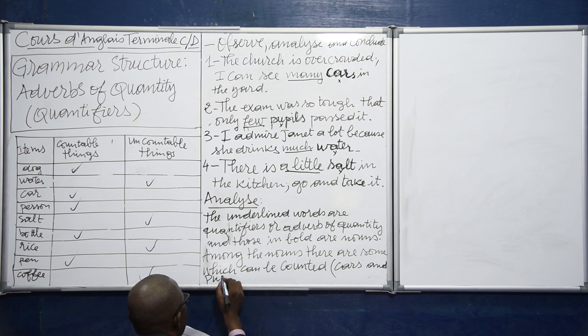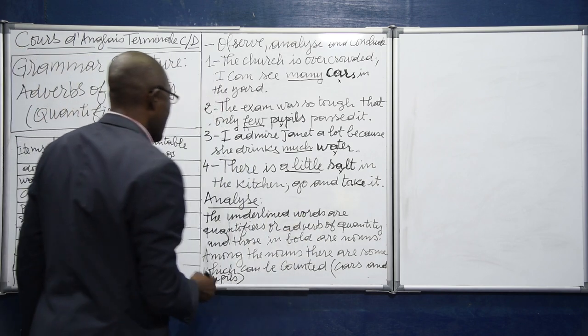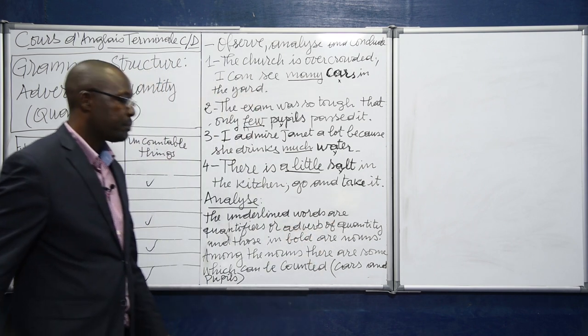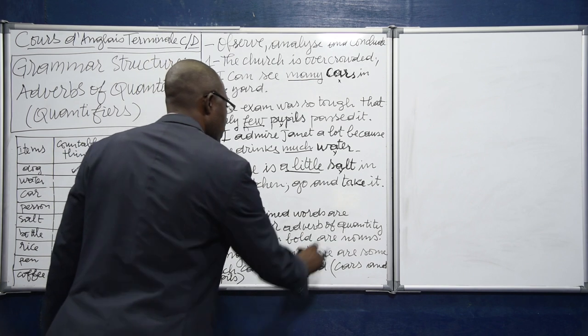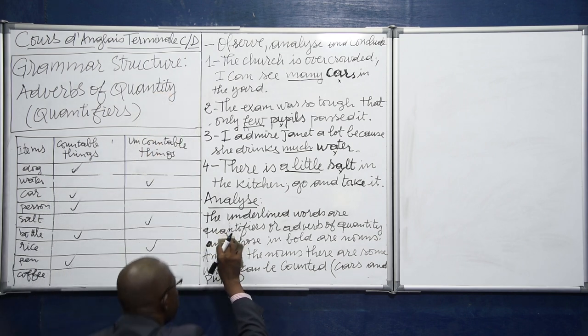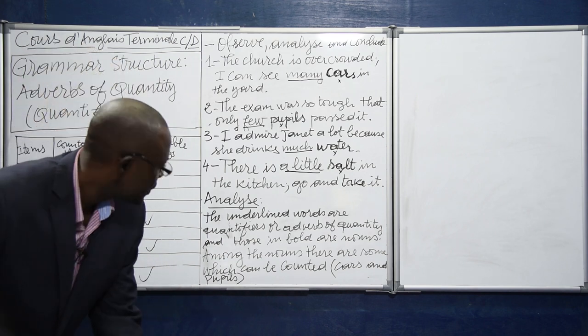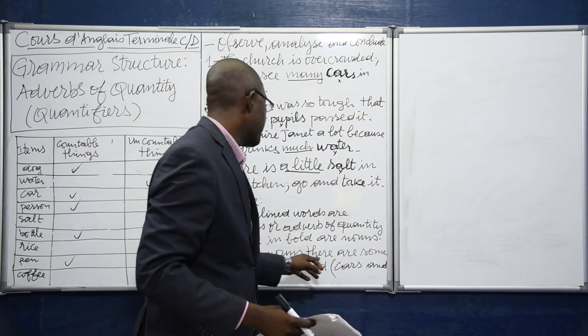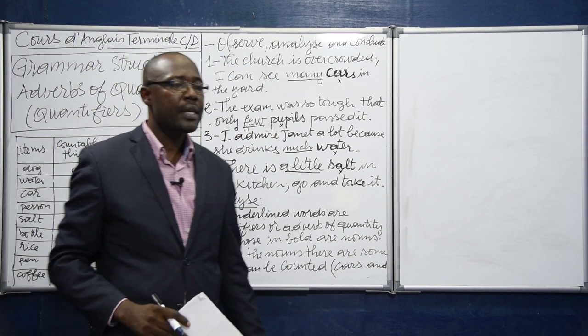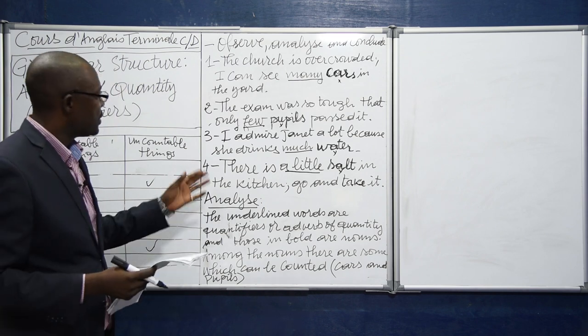It is said the underlined words are quantifiers or adverbs of quantity, and those in bold are nouns. Among the nouns, there are some which can be countable. So among those which can be countable, we say cars and pupils. So this is the first analysis.